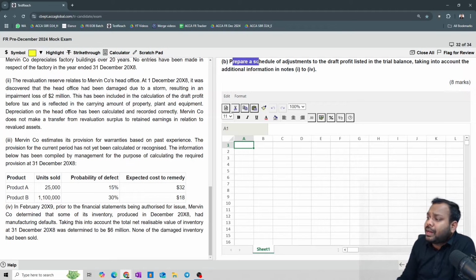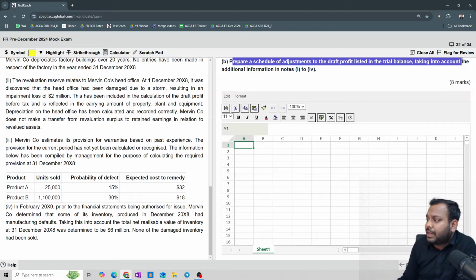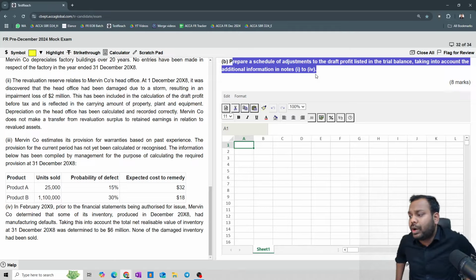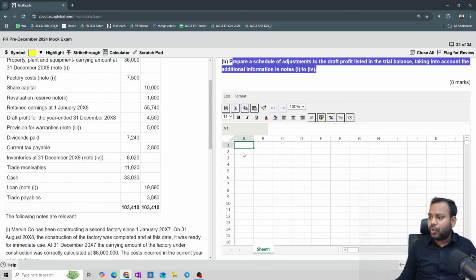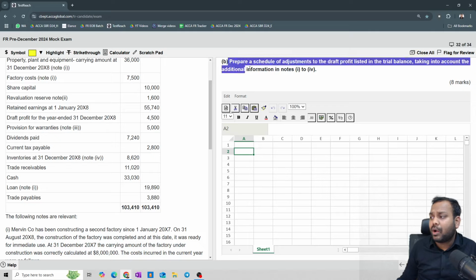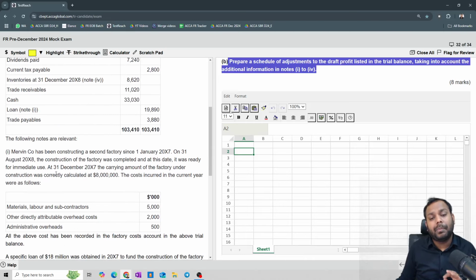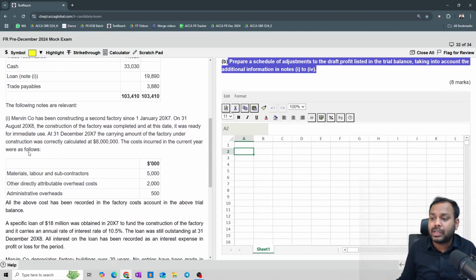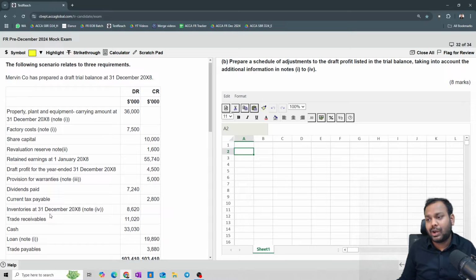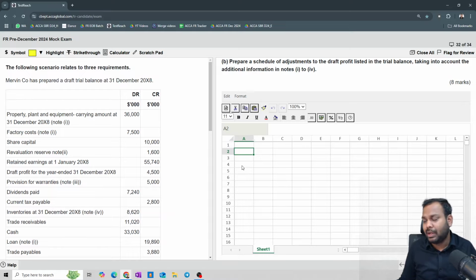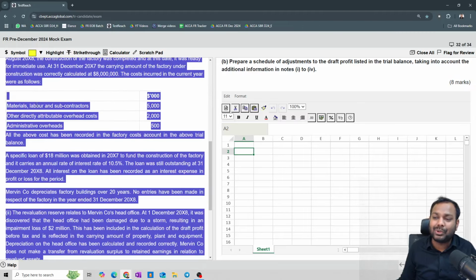Now, prepare a schedule of adjustments to the draft profit listed in the trial balance, taking into account the additional information in the notes 1 to 4. So now what happens? Just see here. Definitely we need to account for the notes 1 to 4, but before that, the question is asking you to account for the impact of all these notes, 1, 2, 3, 4. So now is the time that we need to go through these adjustments.